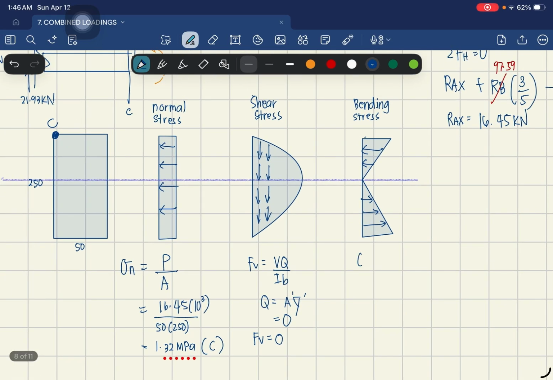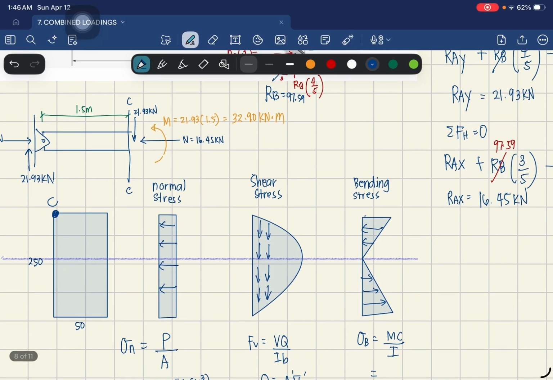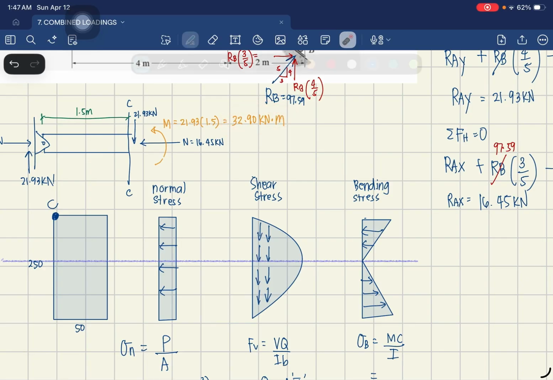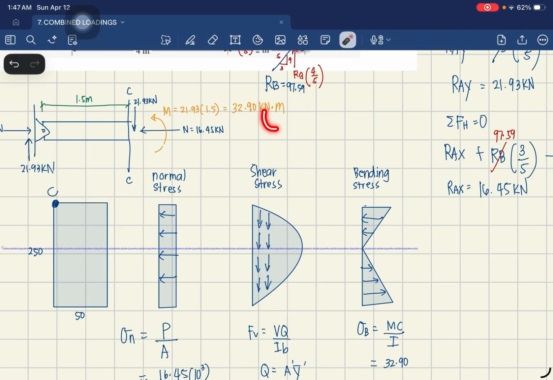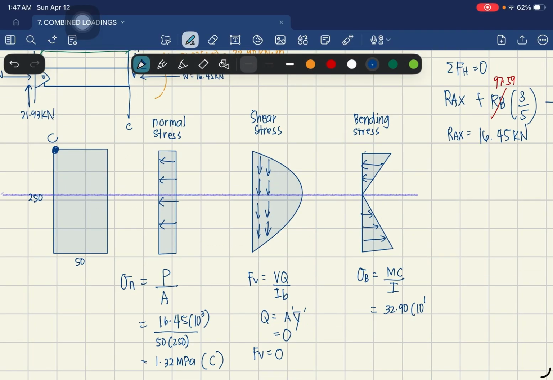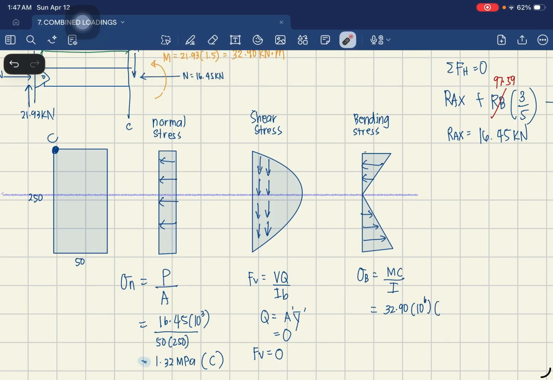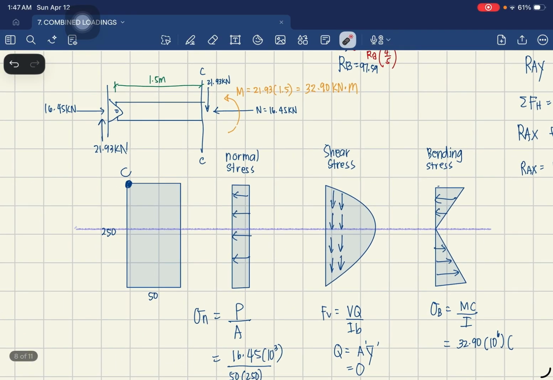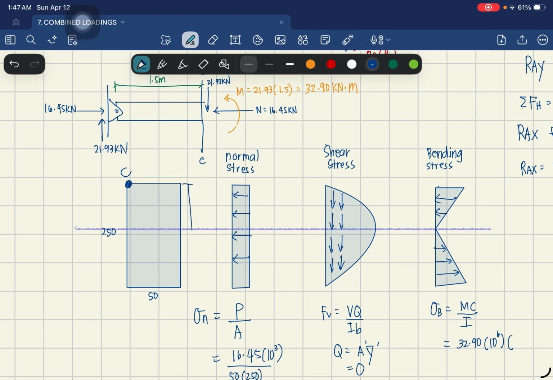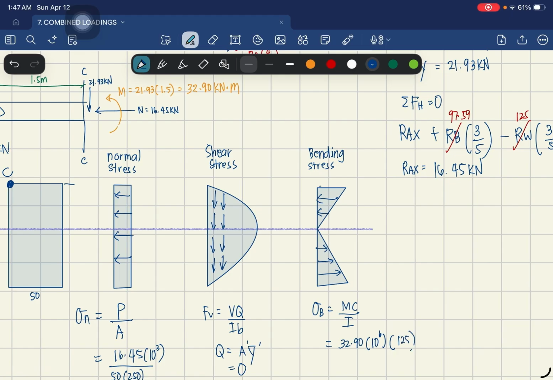Then, sa bending naman natin, bending stress is equal to MC over I, where yung moment dito na compute natin is equal to 32.90. And naka-kilonewton meter, so kailangan natin ito i-convert to newton mm. So, kailangan mag-multiply pa ng 10 raised to 6. Then, yung C natin is yung distance niya from the neutral axis papunta dun sa location ng point C na nasa gitna ng kung saan yung neutral axis is nasa gitna. So, kalahati ng 250 is 125 mm.